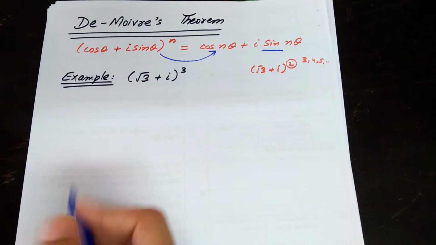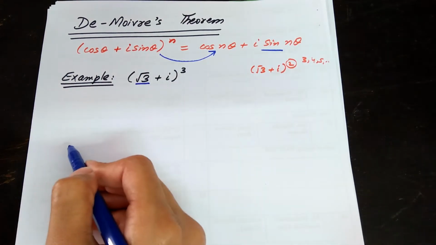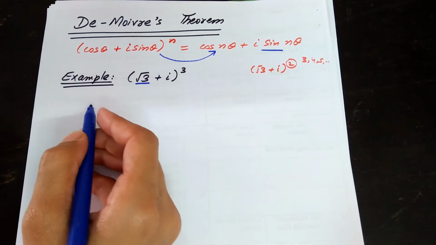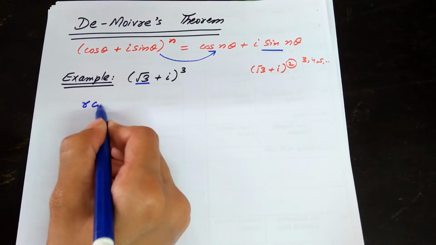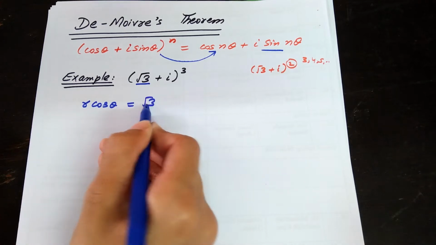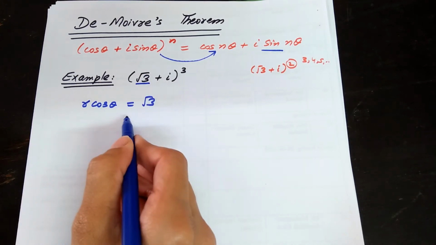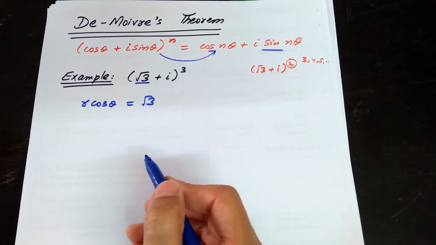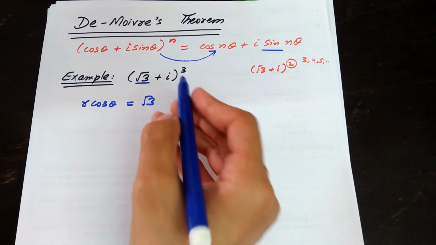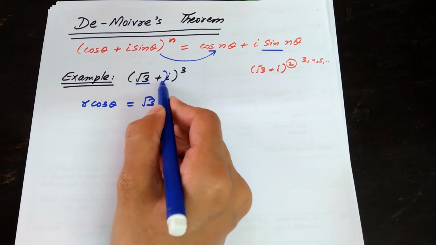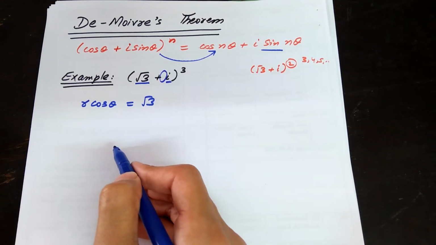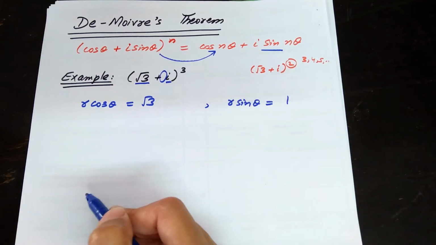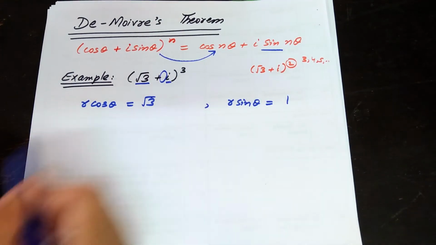How can I simplify it? Consider your real part, that is under root 3. The real part will be considered equal to r cos theta. Let your real part equal r cos theta. What is the real part? The part that does not have the imaginary number. Now what is your imaginary part? The imaginary part is the coefficient of this iota, and that will be r sine theta. So that is equal to 1 here, the coefficient of iota.